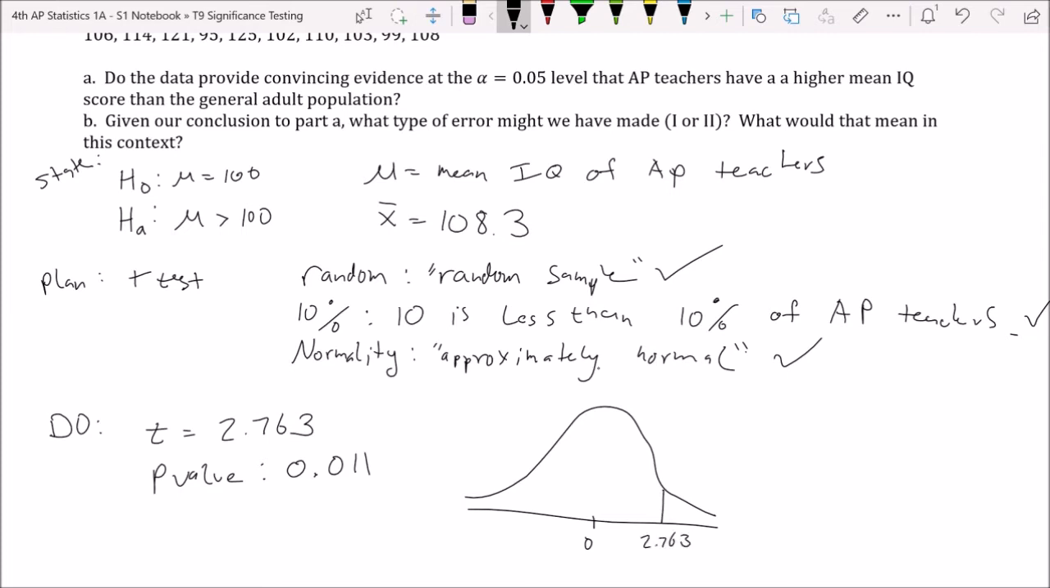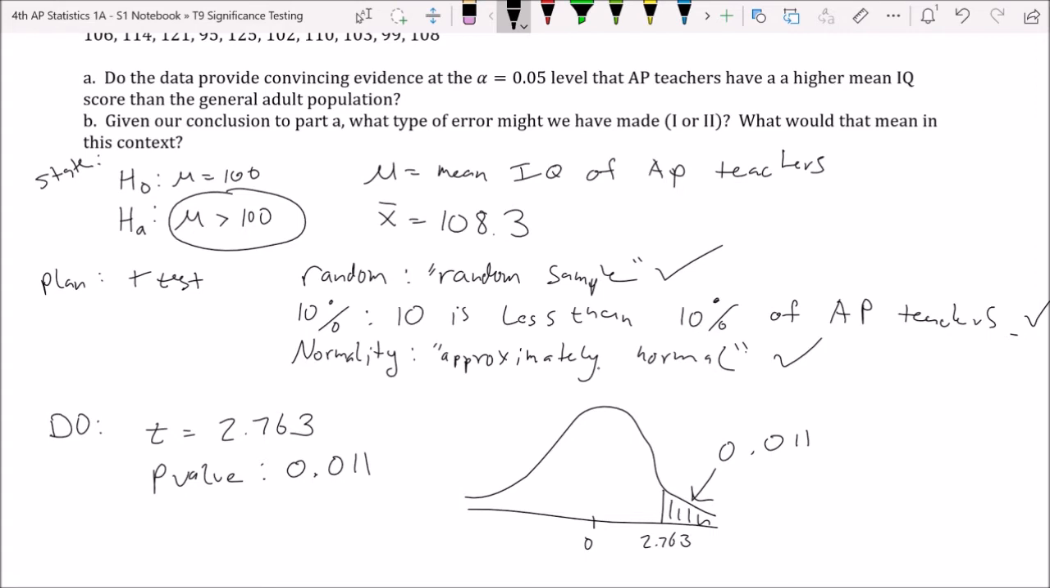And then this said greater than, so we're shading to the right, and that's a little tiny tail area of 0.011. That's the p-value. All right, now we get to do the interpret. I mean, sometimes you're going to see this is called conclude. I like interpret, but both are good.